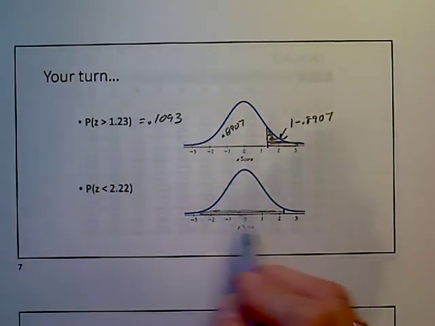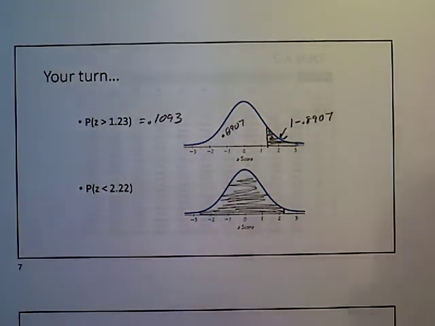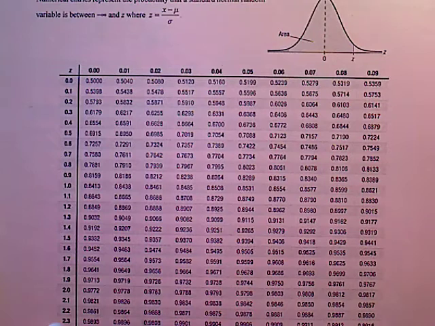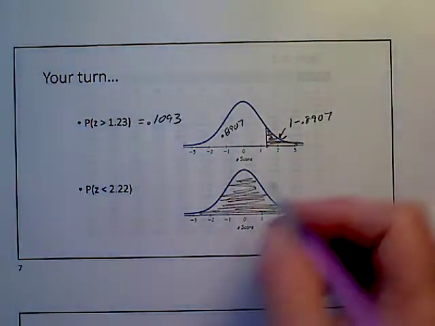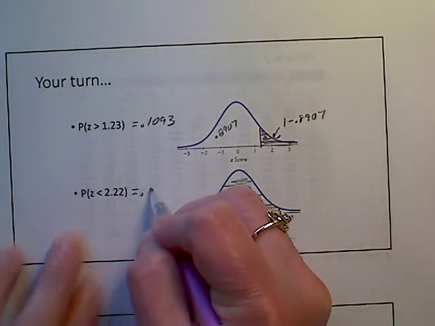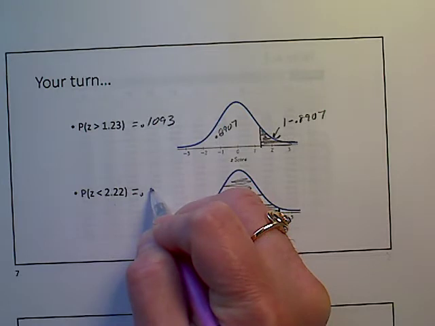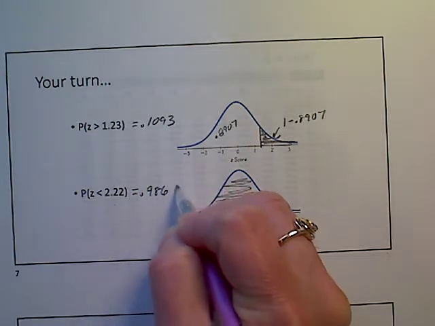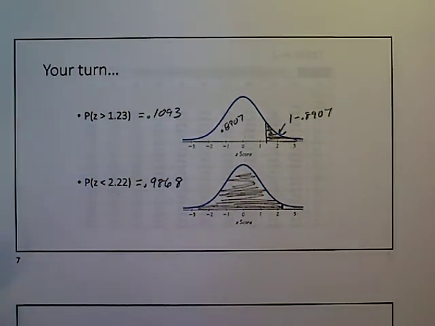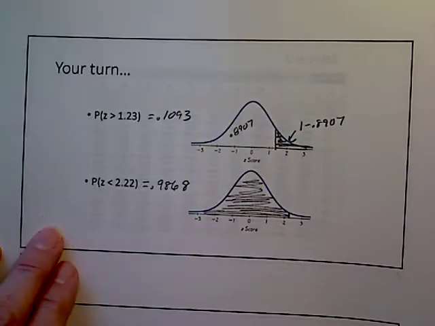Alright, 2.22 is about here. Less than is to the left. Okay, so I'm going to go to my table to 2.22, which is 0.9868. I don't have to subtract because this is to the left. Oh no, I forgot what it was. 0.9868. And yes, I'm this much of a spaz when I do it in front of the class too. I keep forgetting my numbers. Alright, so that was fun. I hope you did well at that. If not, go back and take a look at it again, okay?